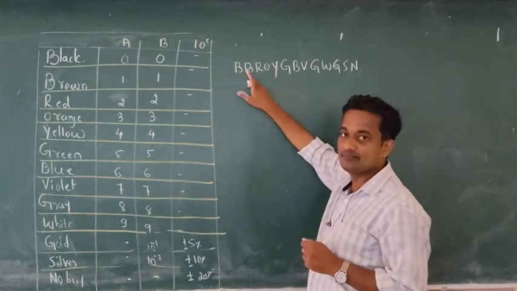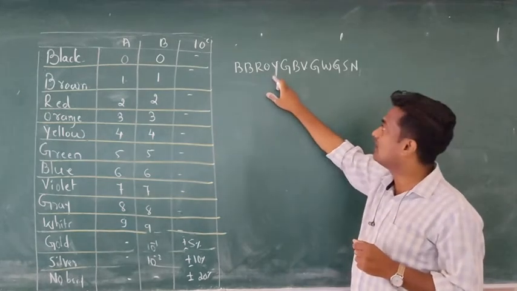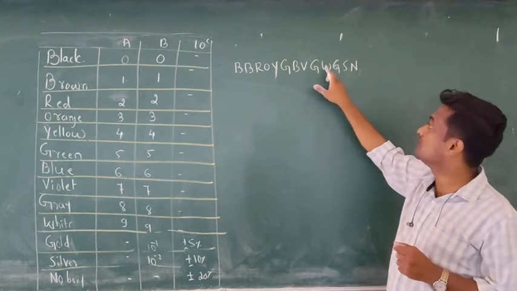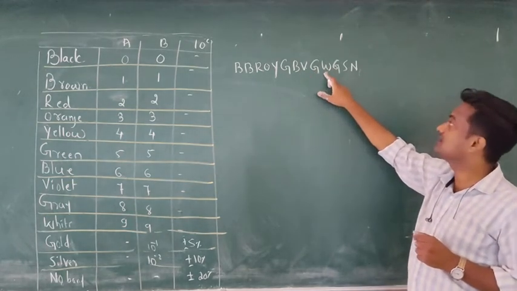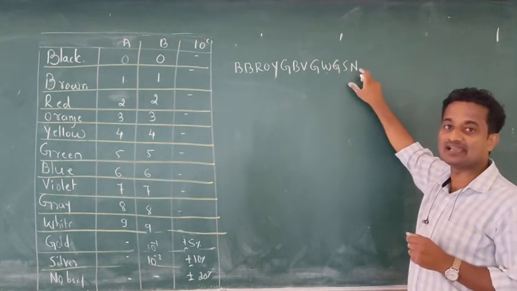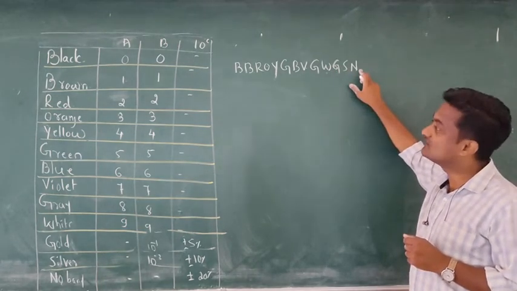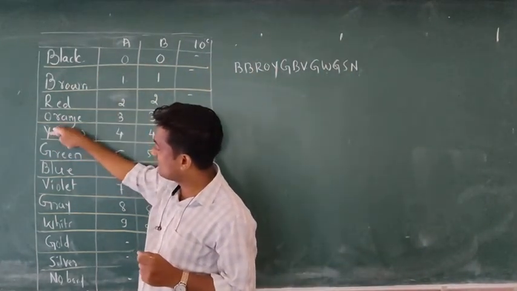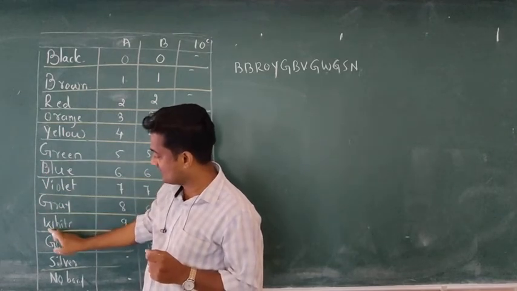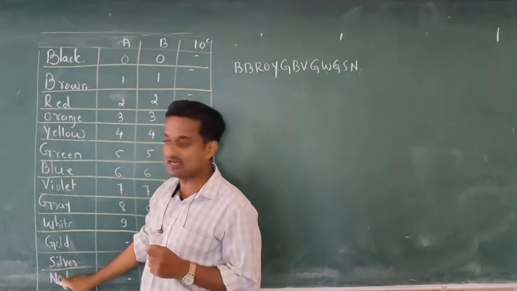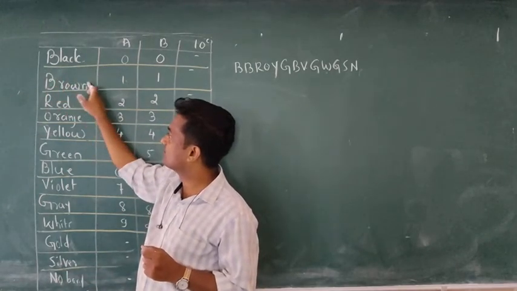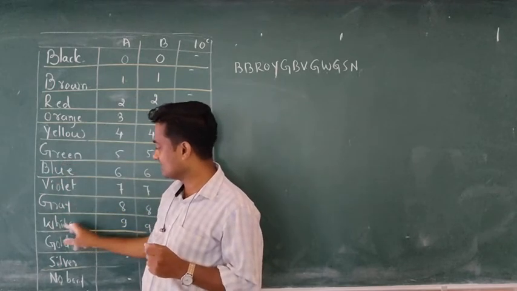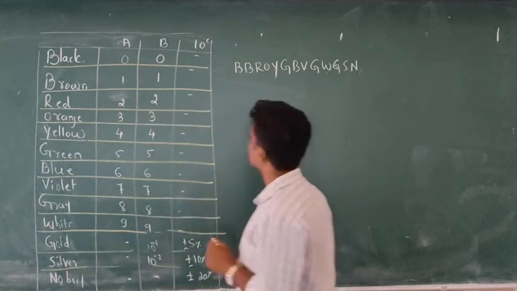B.B. Roy of Great Britain has a very good wife wearing gold, silver, and necklace. If you use this hint, then you can remember it like this. B.B. Roy of Great Britain has a very good wife wearing gold, silver, and necklace. B means black, brown, red, orange, yellow, green, blue, violet, gray, white, gold, silver, and no band.